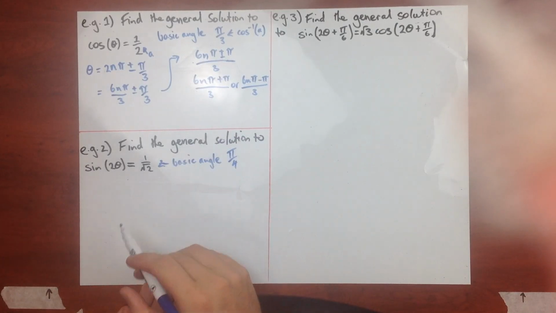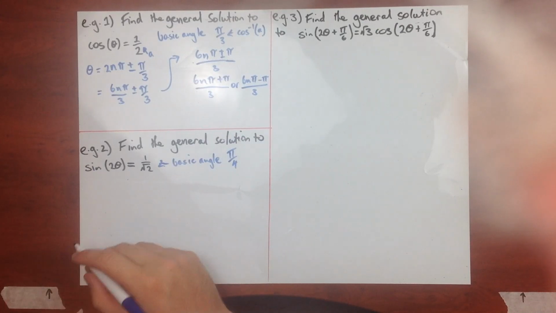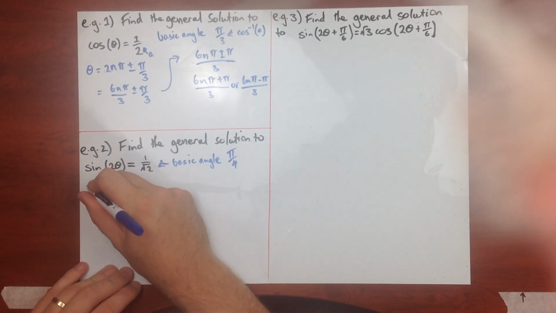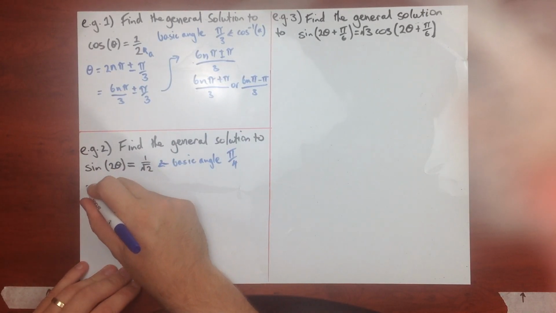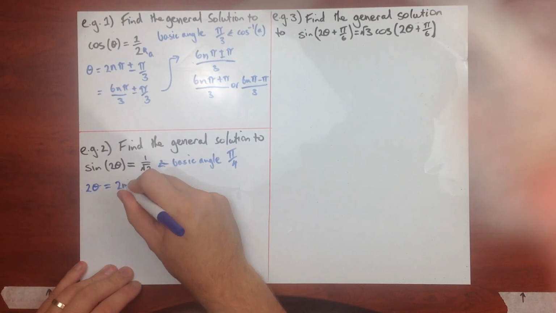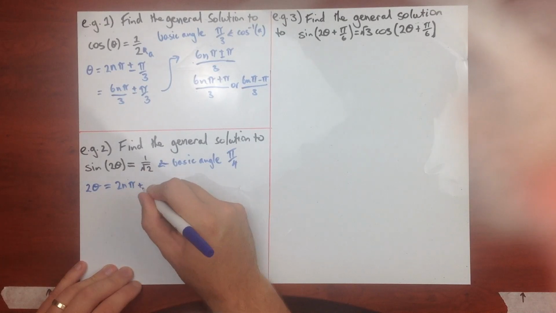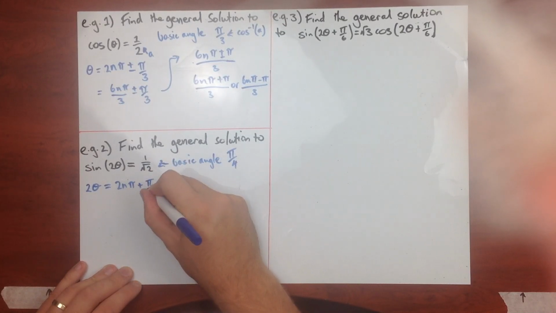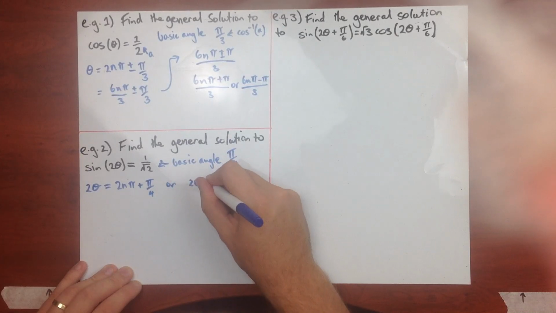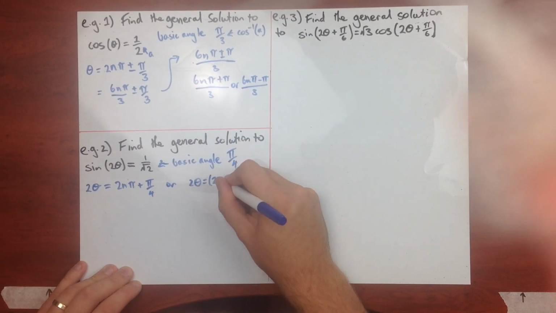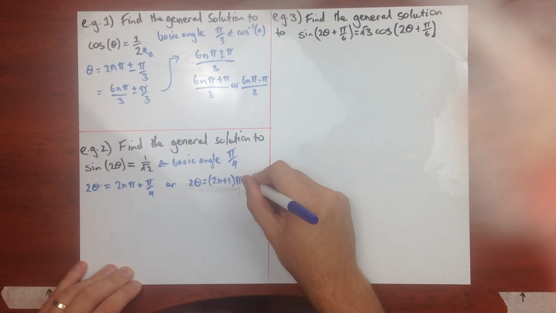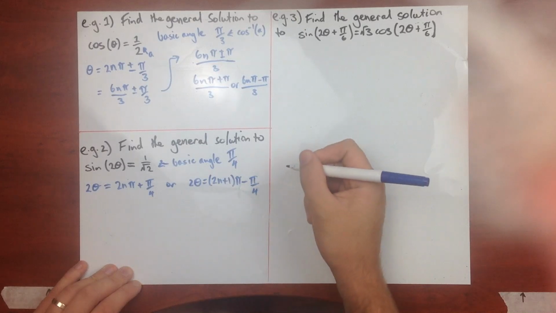Okay, so then we're going to do the same thing. So we need to look at our solutions for sine. So we've always got two of them. Okay, so we say, but this time instead of saying theta, we need to say 2 theta. So we say 2 theta equals 2n pi plus our basic angle of pi on 4, or 2 theta equals 2n plus 1 pi minus our basic angle.